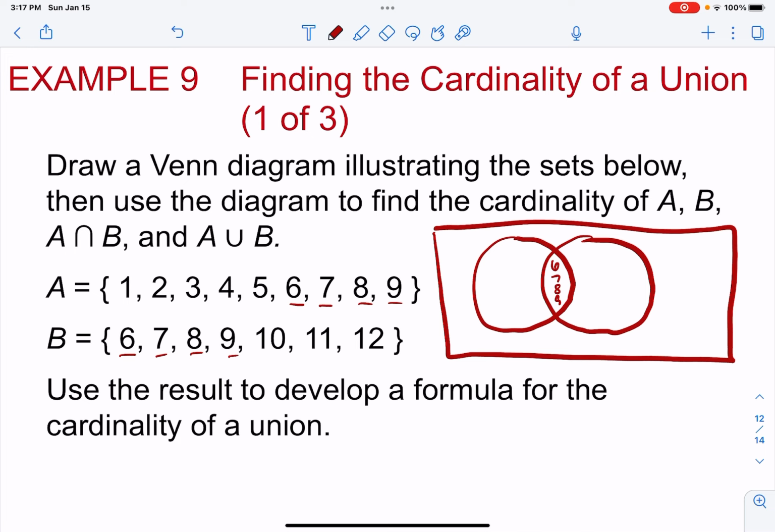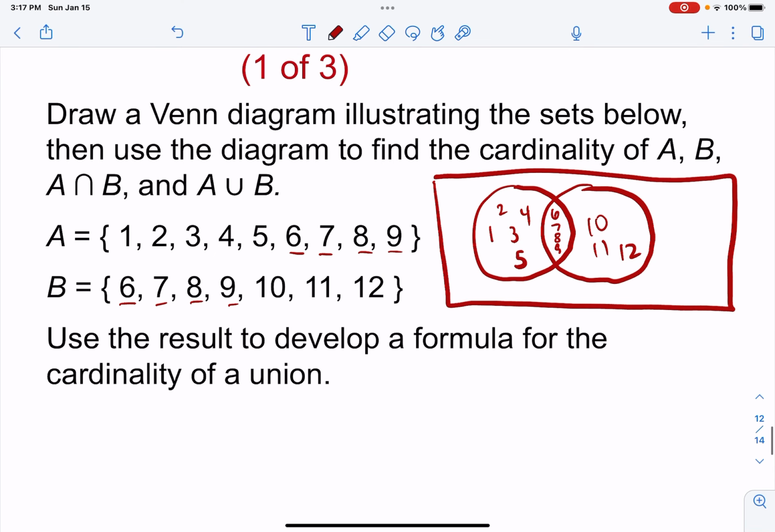Now 1 through 5 has to go out here. So 1, 2, 3, 4, and 5. And then 10, 11, 12 have to go here. Okay, so we have to find the cardinality of A and B.